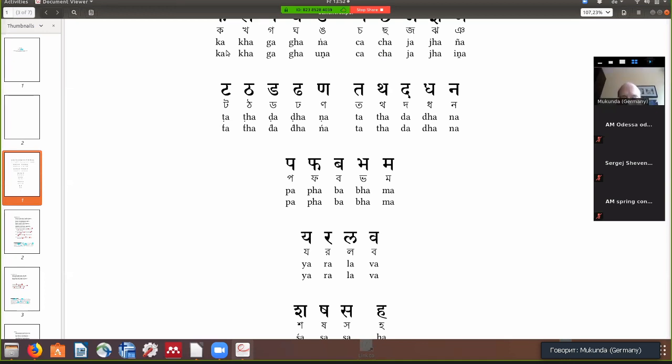The sound is for Westerners hard to distinguish from the dental ones, the group that follows. But I will just pronounce these two rows together and you can try to hear a difference. Ta, ta, da, da, na. And ta, ta, da, da, na.